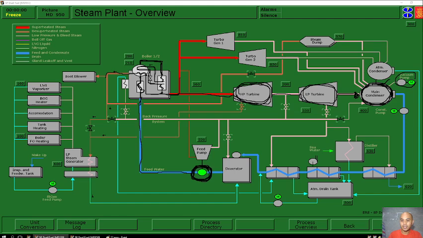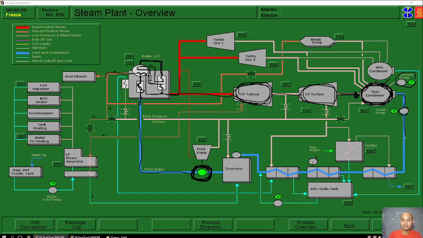After the main condenser, the steam from the low pressure turbine cools and condenses, and then it passes through our constant pump.